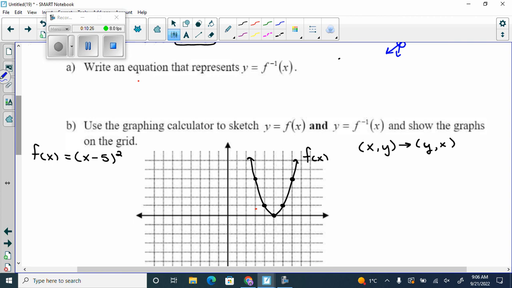So my first point at 3 and 4 is now going to be at 4 and 3. So I go to 4, 1, 2, 3, 4, and 3, and I plot a dot. Now wait a second, does that make sense? Let's put the identity line on here, the y equals x line.